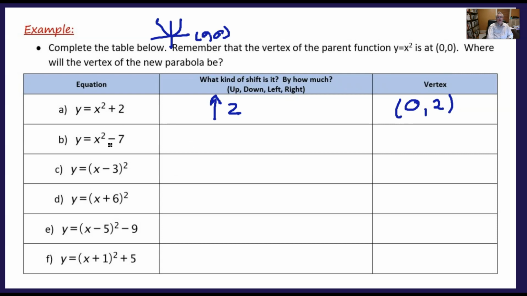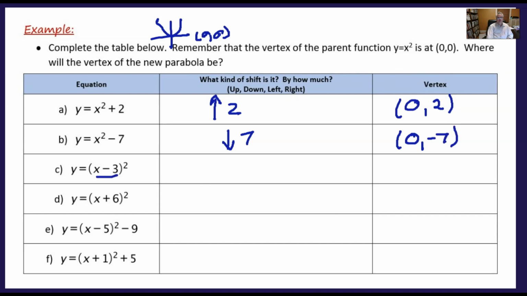All right. This one, this minus 7 is on the outside. So that's a vertical shift down. And if we move this parabola down, the x-coordinate of the vertex would still be 0. The y-coordinate would be at -7.